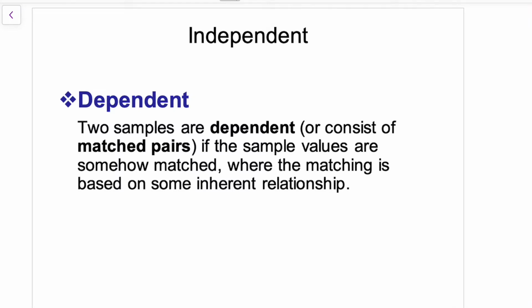And here, two samples are dependent, or we can consider them as matched pairs, if the sample values are somehow matched, where the matching relationship is based on some inherent relationship. This will be the topic of the next video, testing a claim about a sample mean that is matched with a separate sample mean. But for now, we will consider ourselves restricting to the independent case.